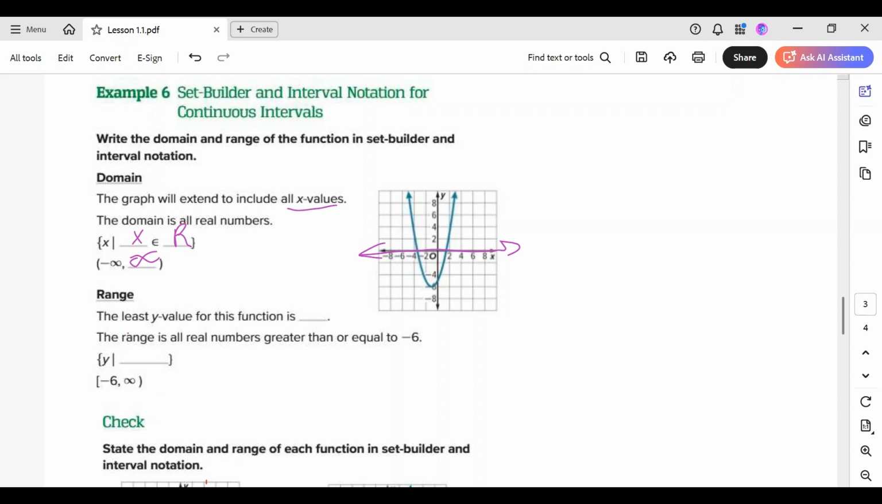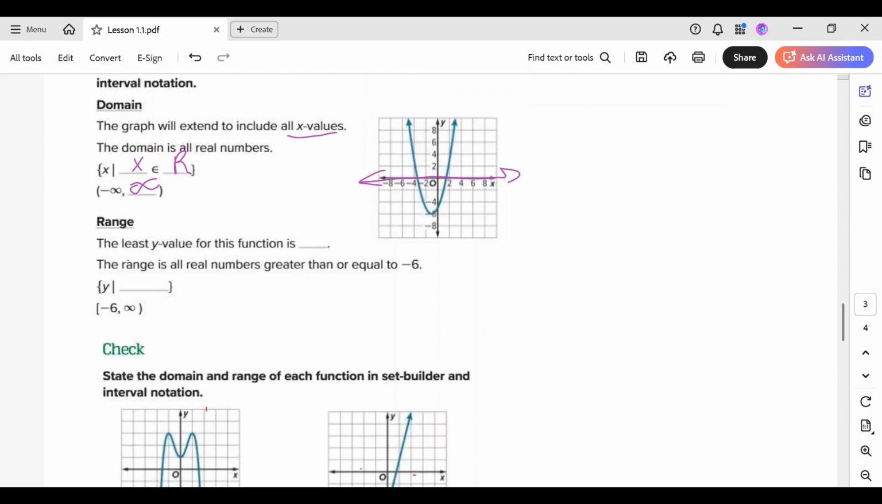When we go to the range value, again, the range are your y values. So when I look at my problem, the lowest point right here is at -6, but I keep increasing. So the least value for y is going to be at -6. The range is going to be all real numbers greater than or equal to -6. So y if and only if y is greater than or equal to -6 is what we're going to write it as.